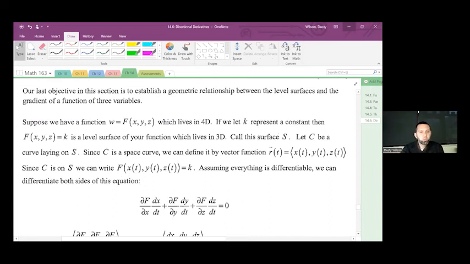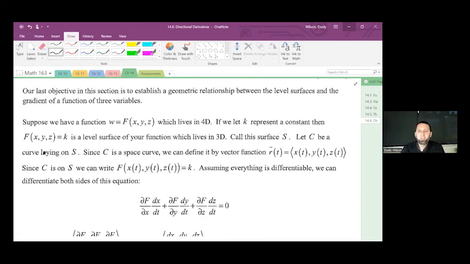Let C be a curve lying on S. I think it's lying, not laying. Lying on S. Since C is a space curve, we can define it by the vector function r of t equals x of t, y of t, z of t. And since C is on S, we can also write big F of x of t, y of t, z of t equals k. Both of those things would be true.